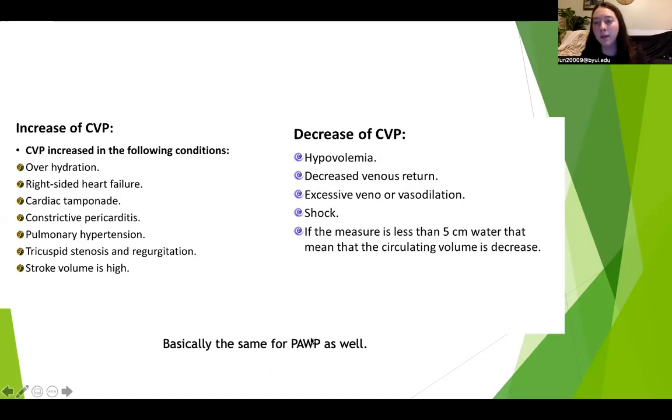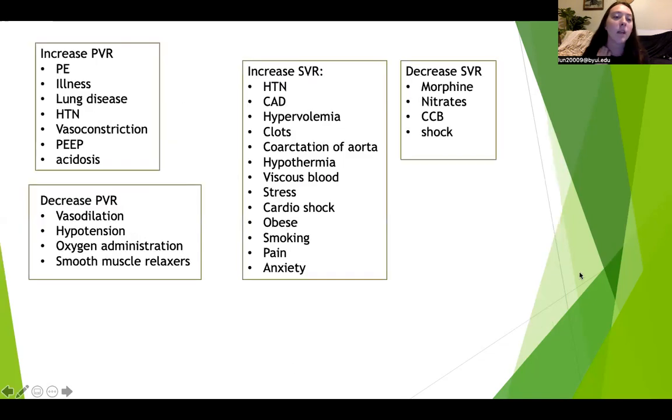And so for PAWP, it's essentially the same thing as well. PAWP is the left atrium, CVP is the right atrium. Okay, so for increased pulmonary vascular resistance, we could have a pulmonary embolism that's blocking the pathway. Just any illness like respiratory illnesses, lung disease, hypertension, vasoconstriction, PEEP, acidosis increases your PVR. Things that decrease your pulmonary vascular resistance are vasodilation, hypotension, which go hand in hand, if you're giving oxygen, and then smooth muscle relaxers.